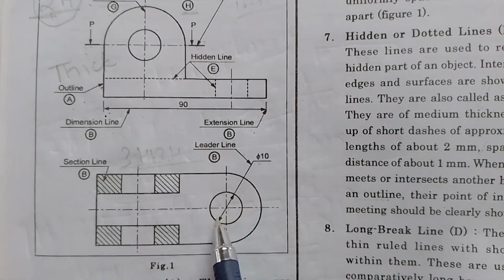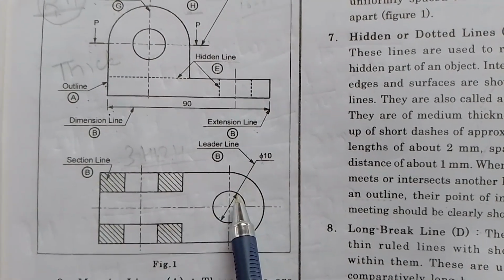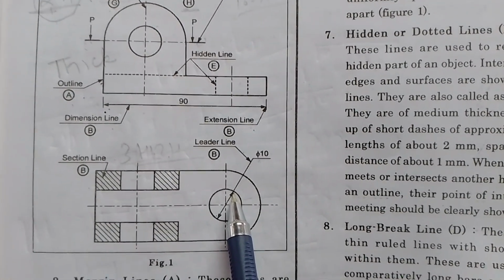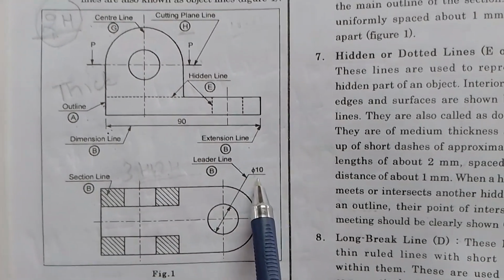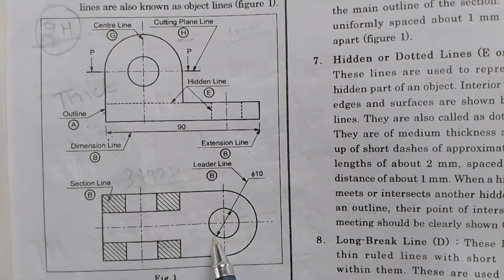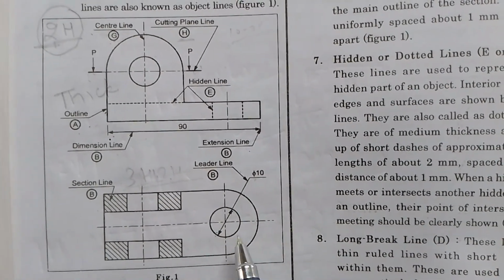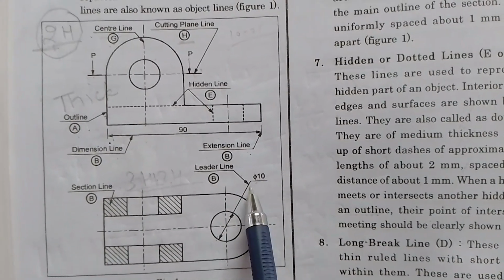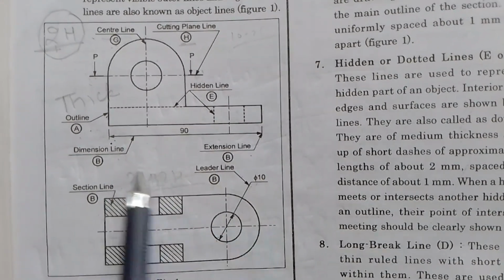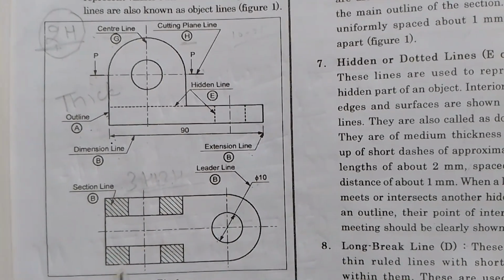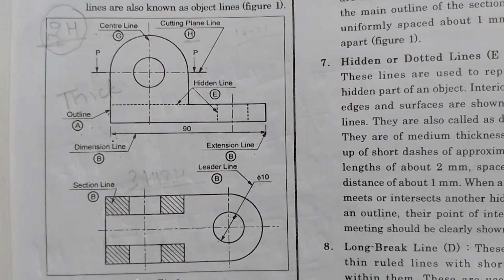This leader line is also a thin line at 30 to 45 degrees, which is used to show the internal parts of any machine part. So this is the leader line and this is the dimension line. The maximum lines have been covered now.